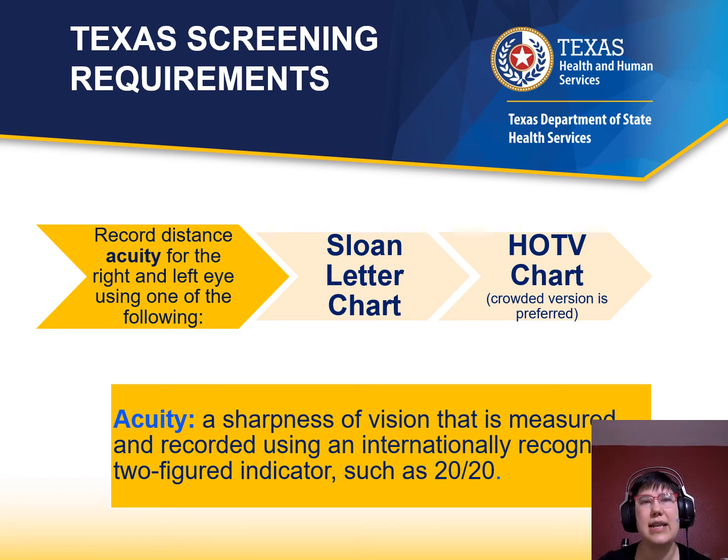So, Texas only has 2 charts now. It used to be 3, but now it is only 2 different charts. So you're recording distance acuity for each eye individually using one of the following: the Sloan letter chart or the HOTV chart. And the crowded version is preferred but not required. So what is acuity? Acuity is the sharpness of vision that is measured and recorded using an internationally recognized 2-figure indicator such as 20/20.